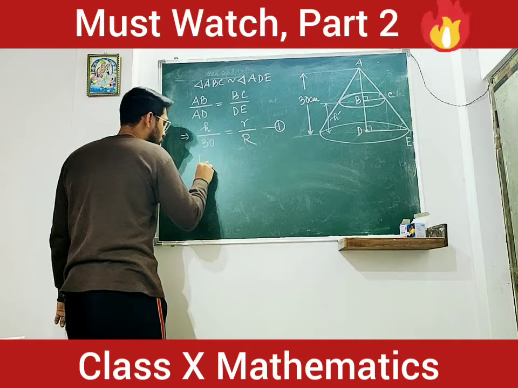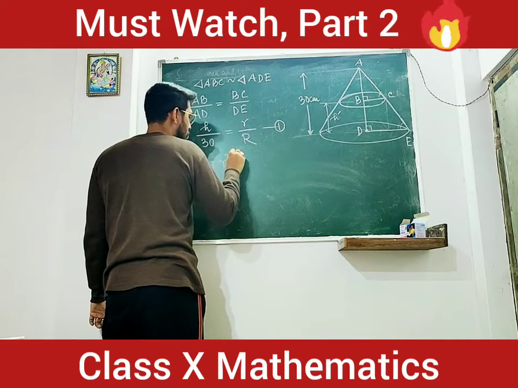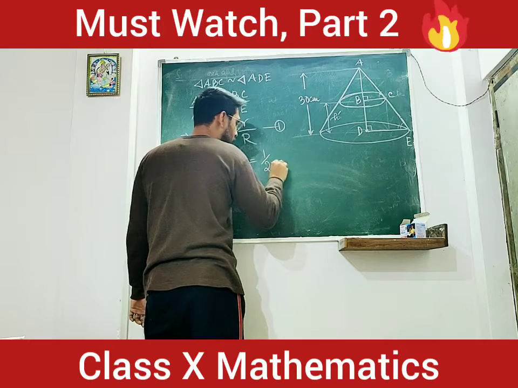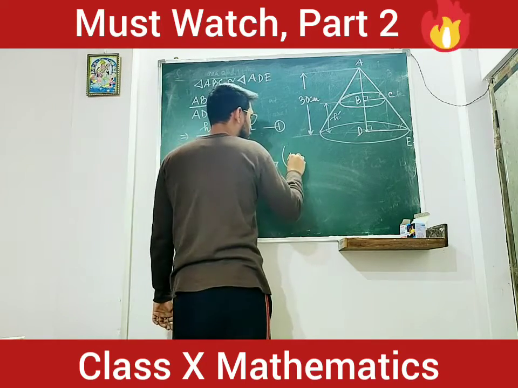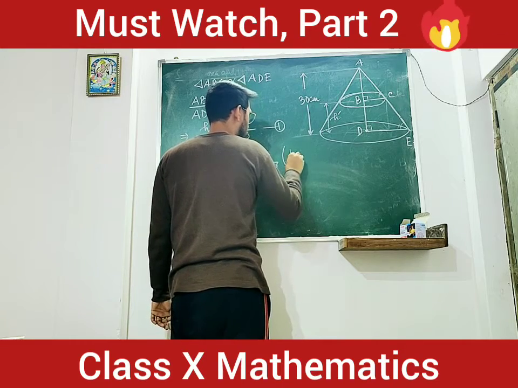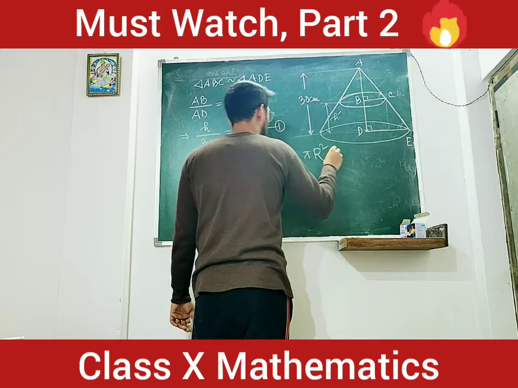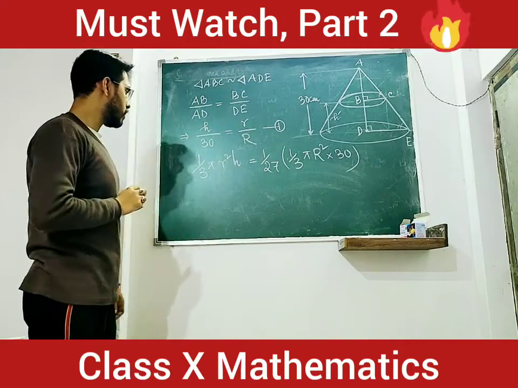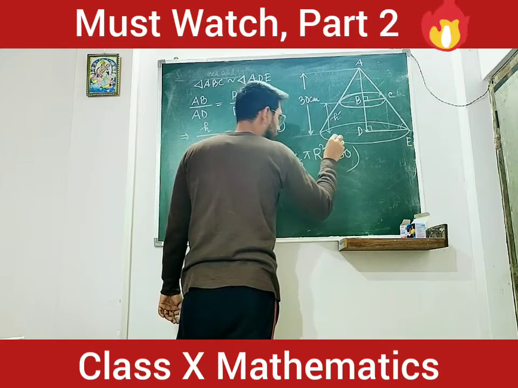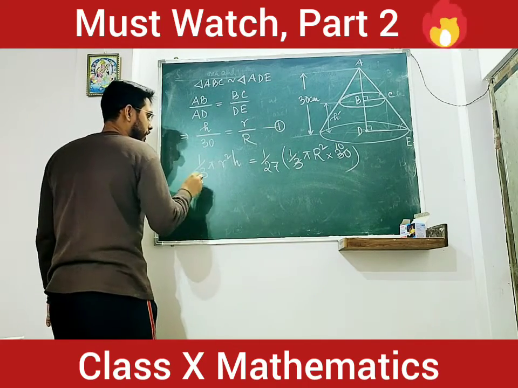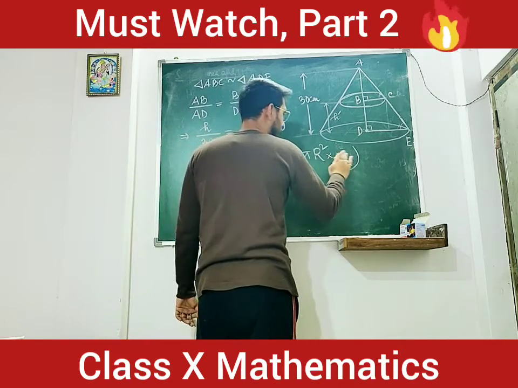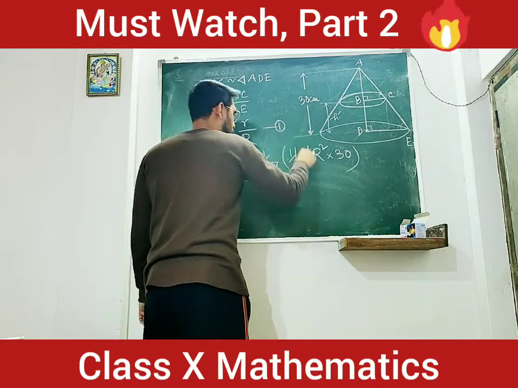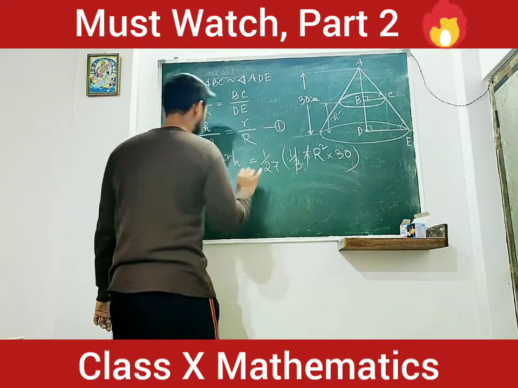So 1/3 pi small r square into small h will be the volume of the smaller cone. And this will be equal to 1/27th of the volume of the bigger cone, which is 1/3 pi capital R square into capital H, which is already given as 30. Right? I could cut this and make it 10, but let's not do it like this, otherwise it will be a little more complicated. Let us keep it like this. So we can cancel 1/3 and 1/3, pi and pi, of course.